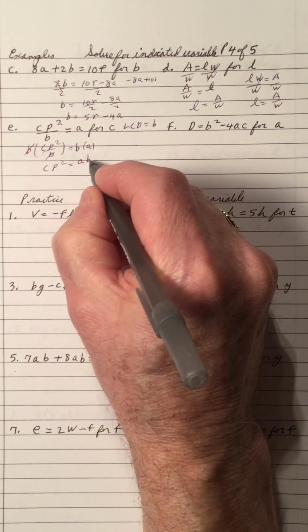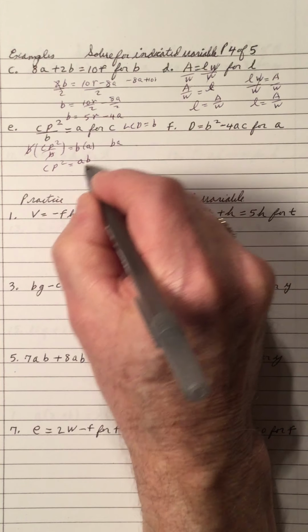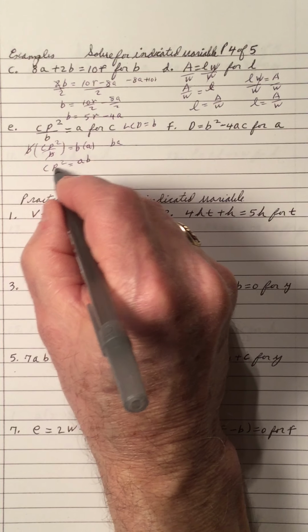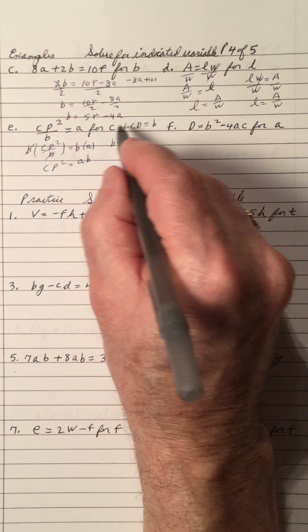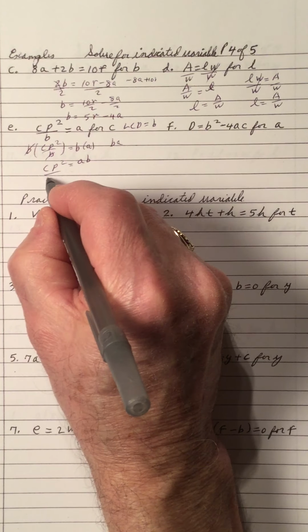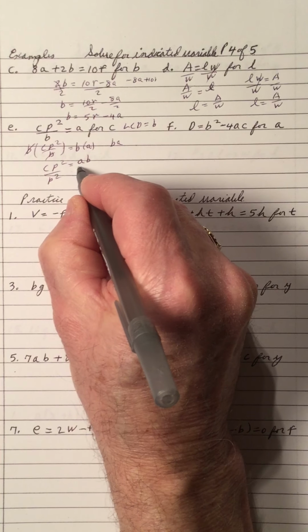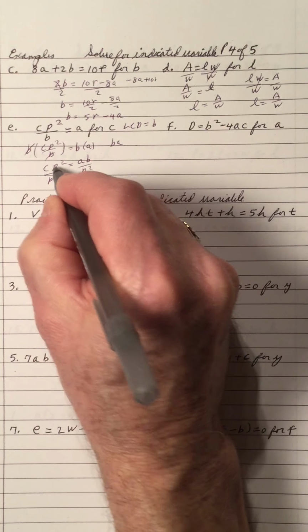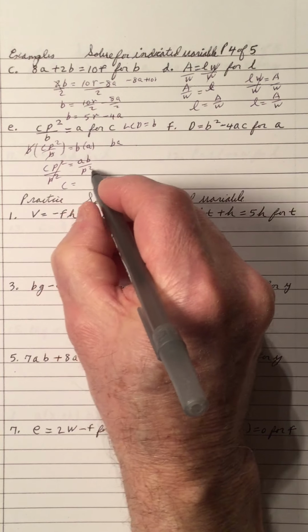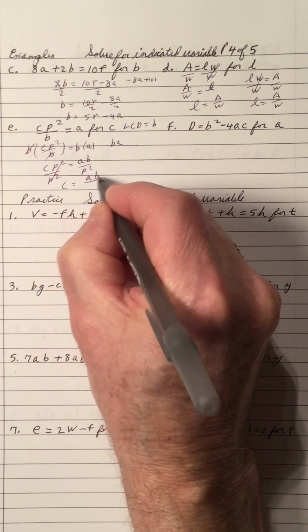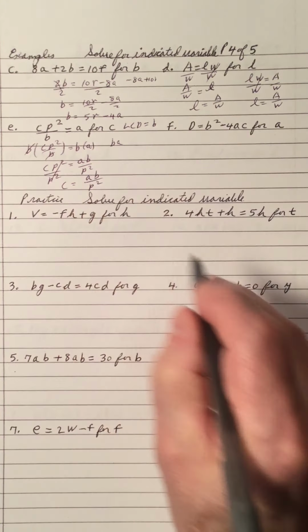Either or, it could be an AB or a BA, your choice. And I have a multiplication. I'm solving for C. So I'm dividing by B squared. B squared cancels out, so C is equal to AB over B squared.